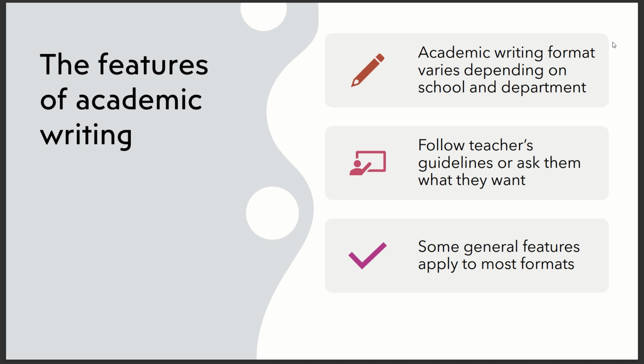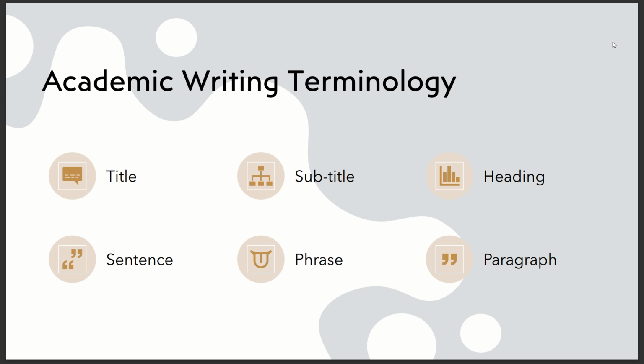Number 3, some general features apply to most formats. So some of the formats that we talk about in this video and in this series overall will generally apply to all of them. Okay. So these are some terminologies that are used, some words that are used whenever you're talking about academic writing. The first one is title, then you have subtitle, heading, sentence is also a very common word, phrase, and paragraph.